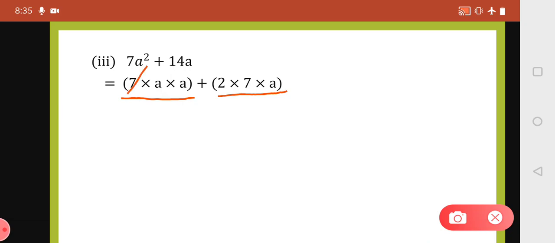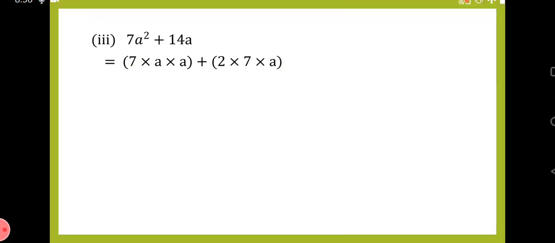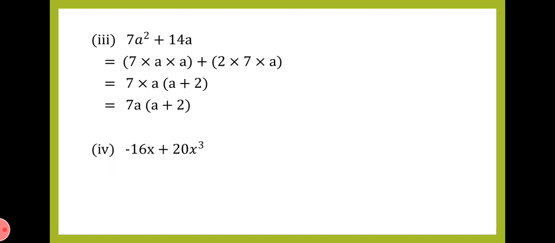You can see both are having 7 and both are having a. So we can take out 7a common, that is 7 multiplied by a into a plus 2, that is equal to 7a into a plus 2. Number 4 question. Minus 16x plus 20x cube.